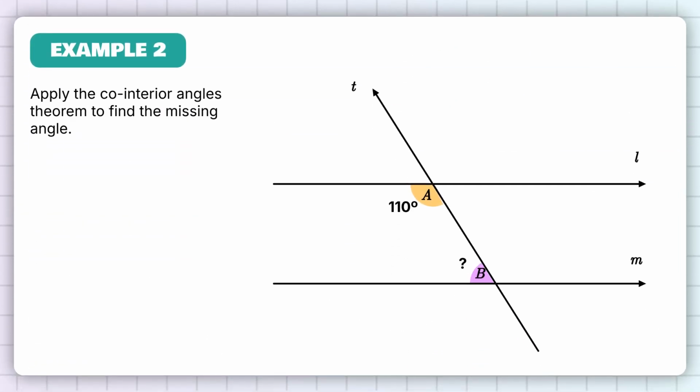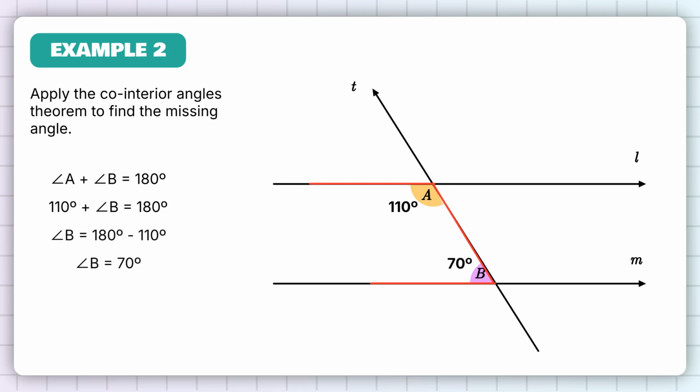Let's now see a case of applying the co-interior angle theorem. Here, angle A is 110 degrees. According to the co-interior angles theorem, the sum of the co-interior angles is 180 degrees. Therefore, angle A plus angle B equals 180 degrees. Given angle A is 110 degrees, we can find angle B by solving the equation 110 degrees plus angle B equals 180 degrees. Rearrange this to find angle B equals 70 degrees.